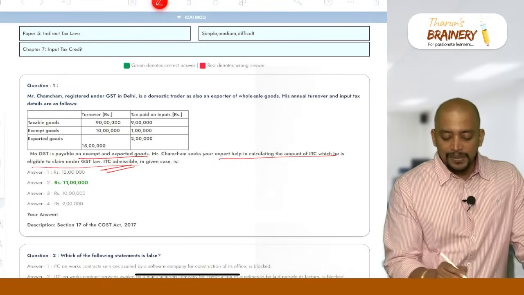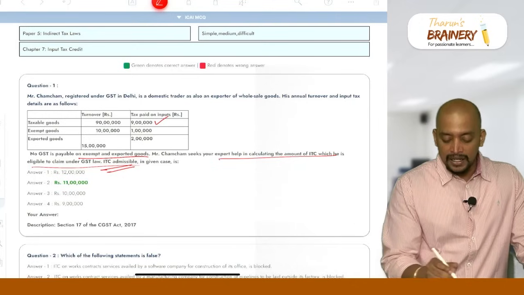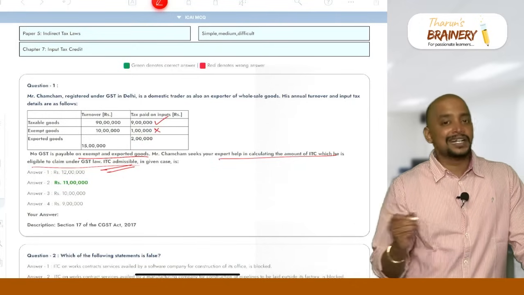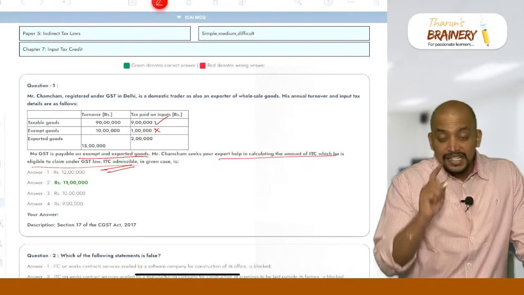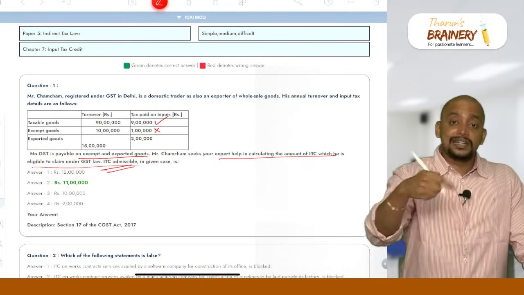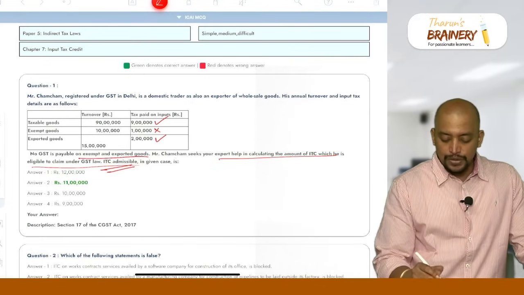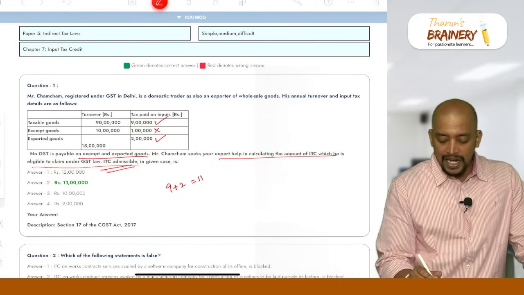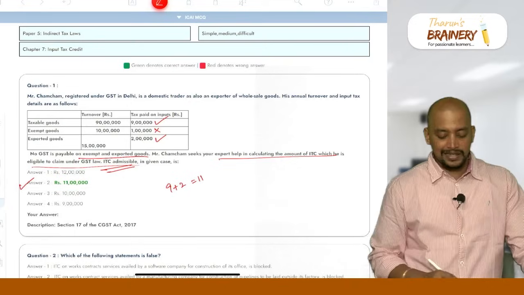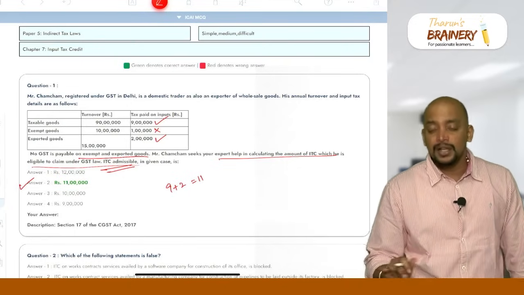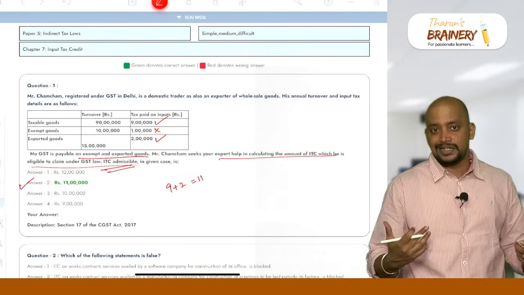So, when the outward supply is taxable, we can take ITC on inward supply. When the outward supply is exempted, we cannot take ITC on inward supply. When the outward supply is zero rated, whether you pay GST or don't pay GST, you can take ITC on inward supply. So, 9 lakhs plus 2 lakhs, 9 plus 2, 11 lakhs will be taken as the answer. They are not asking about input tax credit refund.